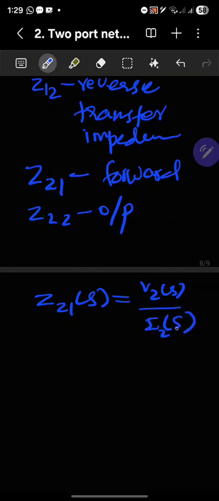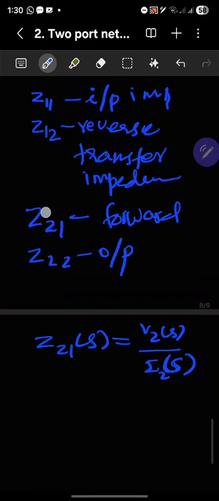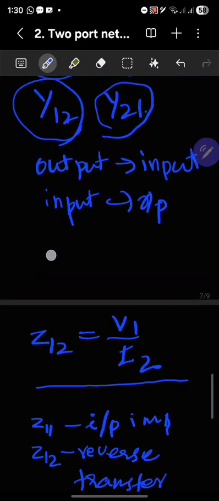This s represents the Laplace transform. So Laplace s means it's a frequency dependent term. This is just for understanding, please note it. So Z21(s) is called the impedance transfer function. Similarly, admittance transfer functions also we can write. Okay, that's all about Z and Y parameters.